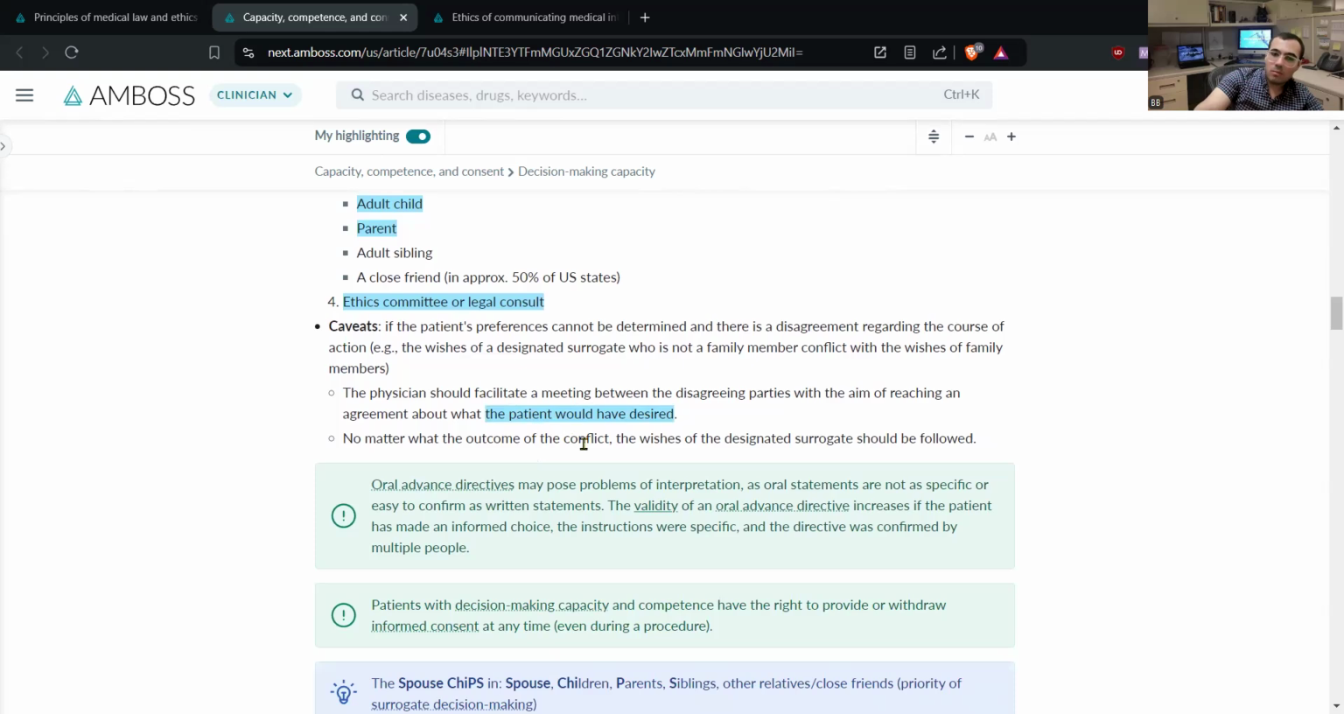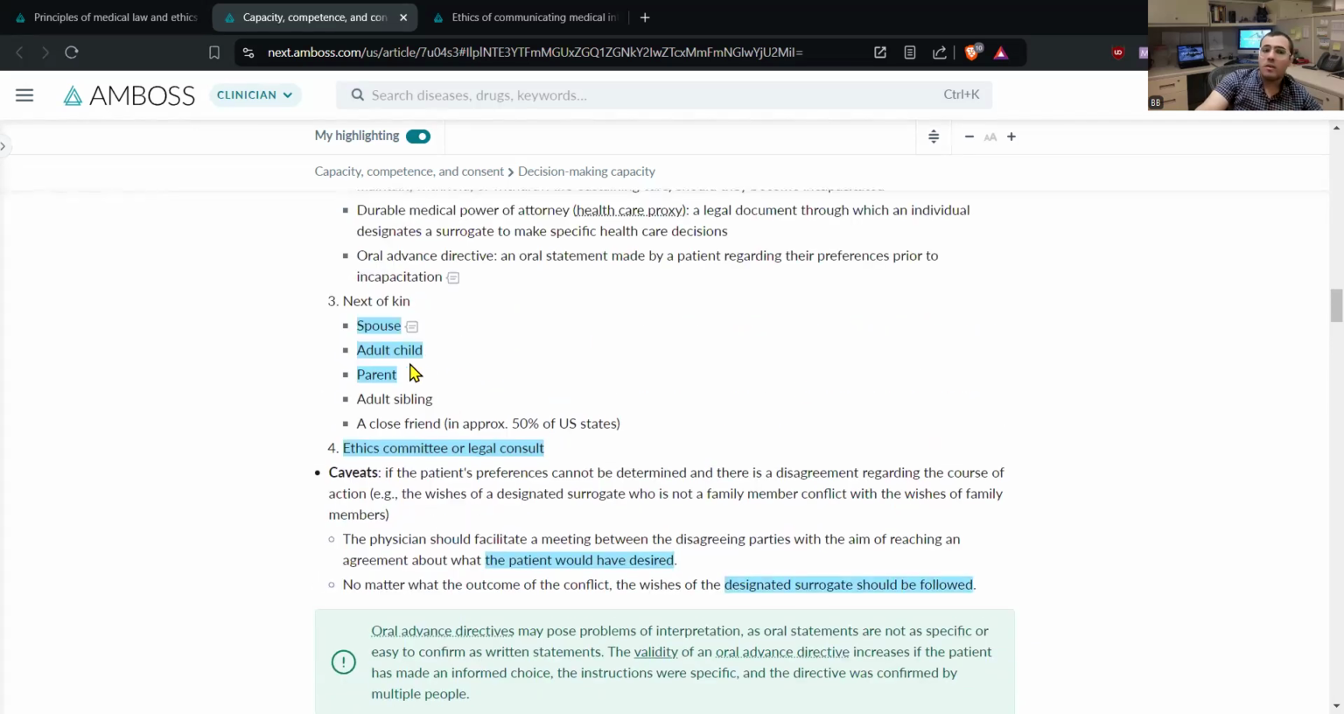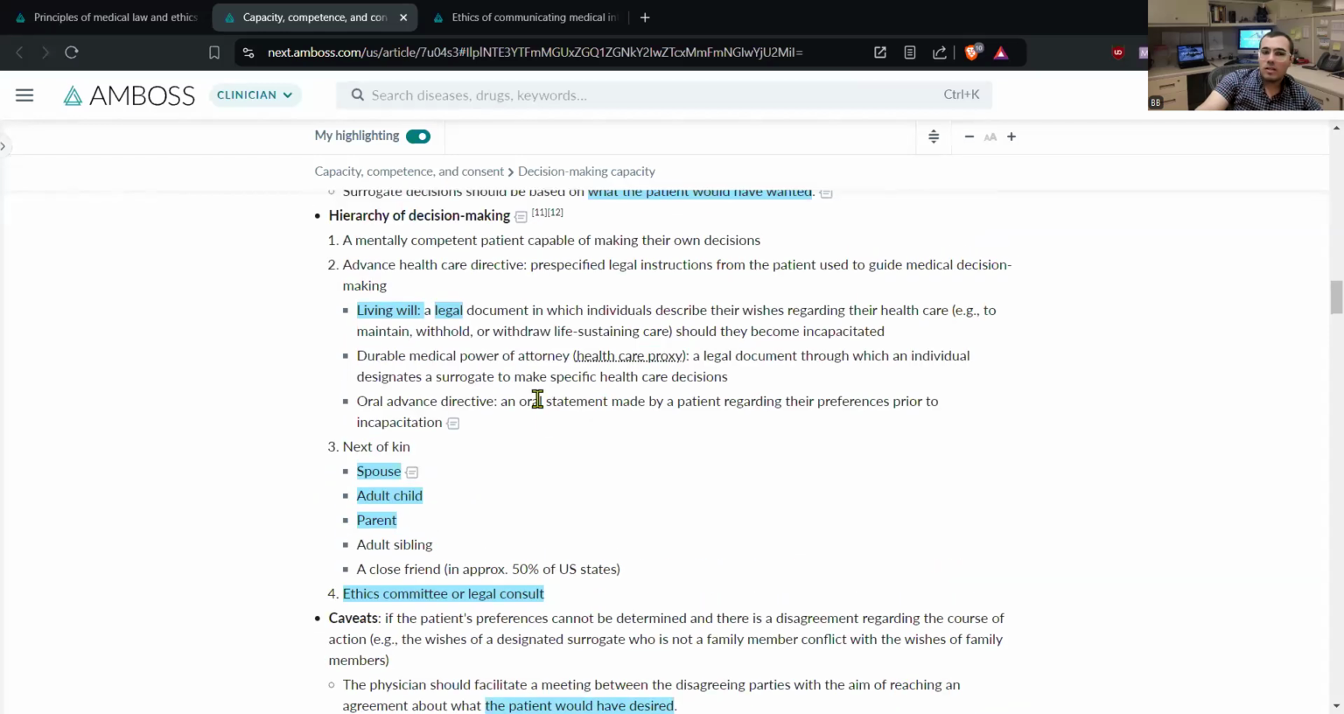No matter what the outcome of the conflict, the wishes of the designated surrogate should always be followed. As I told you, if the legal document says this is my advance directive and I want him to make my decisions, he will override the spouse or other child or anyone.